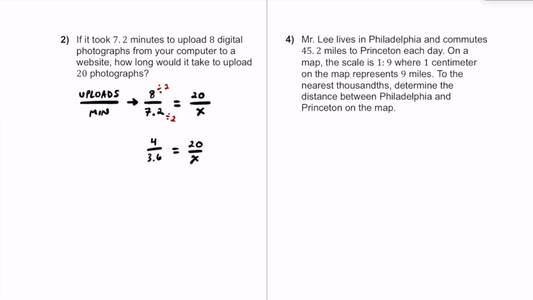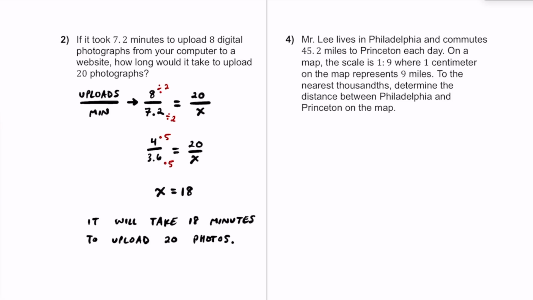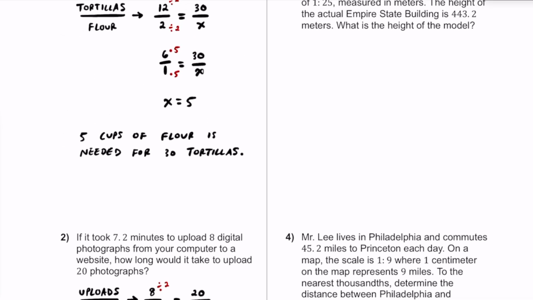And the reason why I divided by 2 specifically is because I know 4 times 5 is 20, so I really just have to multiply 3 6/10 by 5, and that will get us what X is going to be here. Now I know 36 times 5 is 180, so 3 6/10 times 5 must be equal to 18. And so in conclusion, we can say here that it would take 18 minutes to upload 20 photos at that same rate. All right, let's check out a third example here.